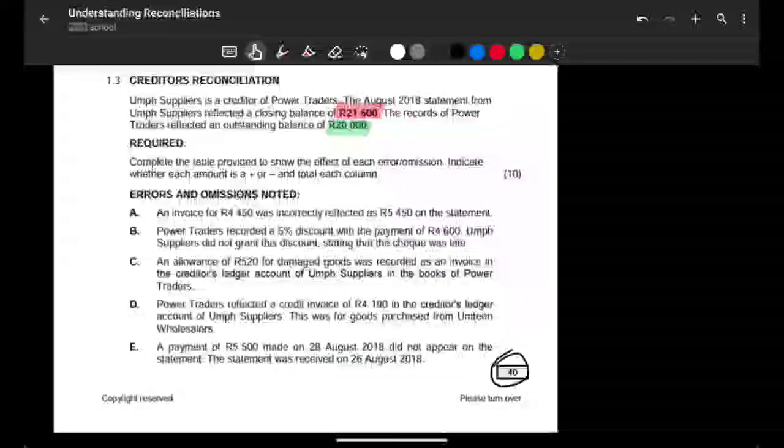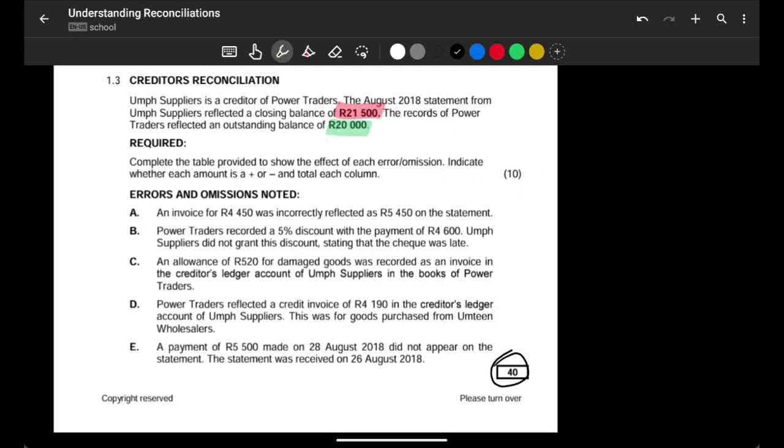Complete the table provided to show the effect of each error or omission. Indicate whether each amount is a plus or a minus, and total each column. All right, so the first information there says an invoice of 4,500, that is our amount, was incorrectly reflected as 5,450 on the statement.